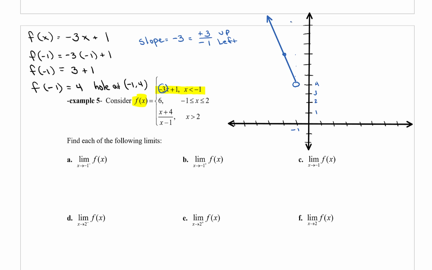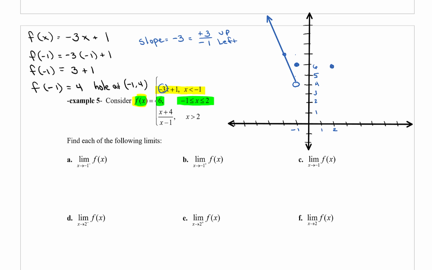Now I'm going to highlight in green that f of x equals 6 when x is greater than or equal to negative 1 and x is less than or equal to 2. So let's go ahead and graph this part. This is going to look just like y equal to 6, a horizontal line at y equals 6. So I've gone ahead and numbered my little tick marks up from 1 to 6 on the y-axis. I've drawn a point right above the open circle I drew earlier at negative 1 comma 6. And I'm also going to draw a point at 2 comma 6.